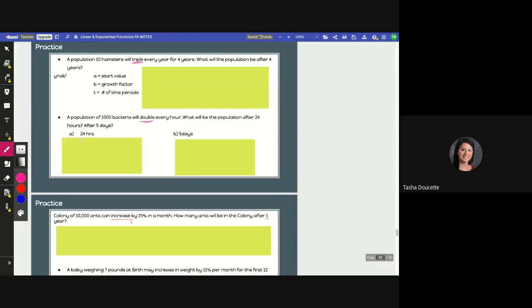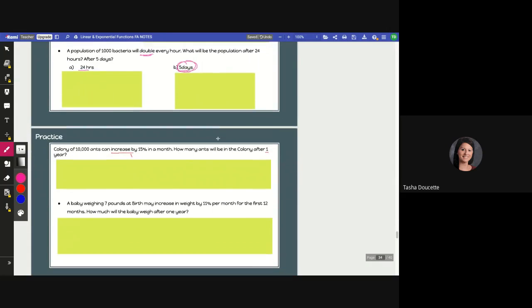A little sneaky trick here, trying to trick you up. The first example, it's asking you to find for 24 hours. But then for part B, it's asking for 5 days. Remember, we're not looking for days, it's asking for hours. So what are you going to need to do to those 5 days? Okay, you need to do some changing of your days into hours.